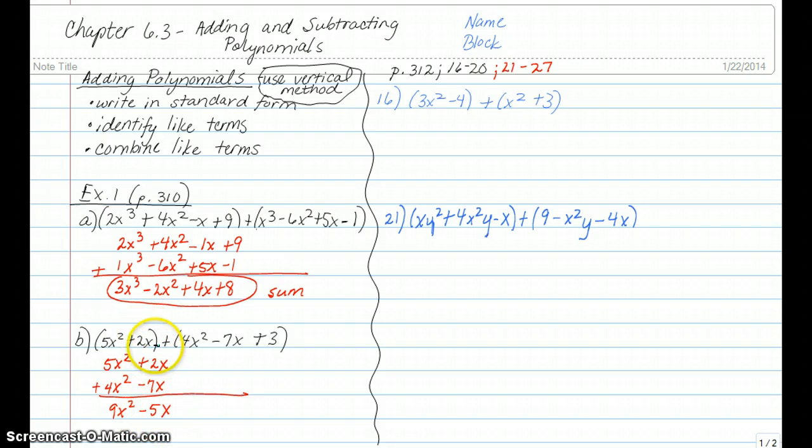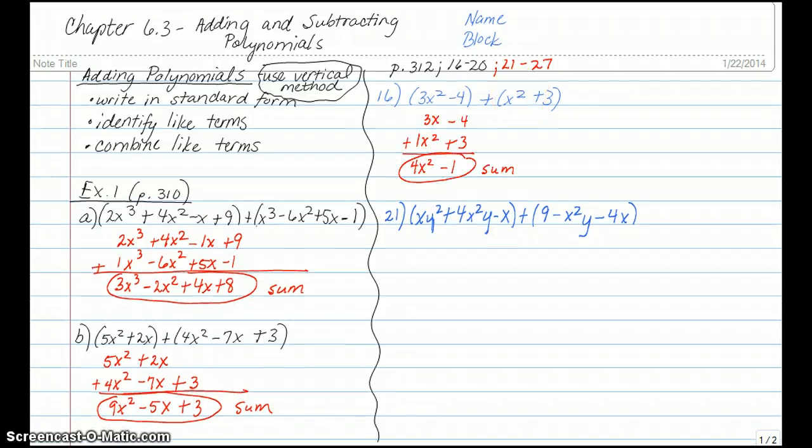We have no constant in the first expression, but we do in the second. So in the second expression we have plus 3. There's nothing above this. So nothing, or 0 plus 3 is 3. So 9x squared minus 5x plus 3 is the sum. Now I'd like you to try on the right side of your paper, number 16, and then turn the recording back on once you're finished to see if you did it right.